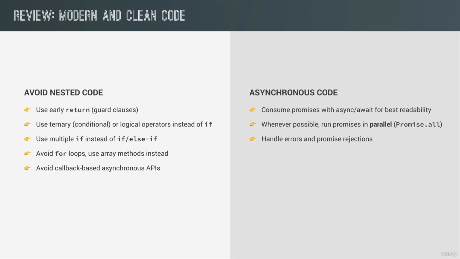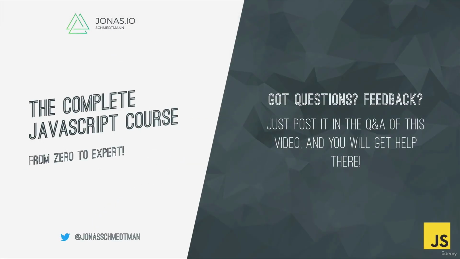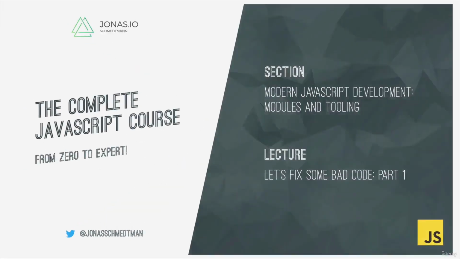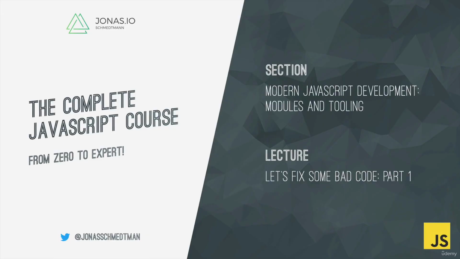All right, so these are the main best practices for writing modern and clean JavaScript code that I can think of. And so let's now put some of these guidelines that I gave you for clean and modern code in practice. All right, so let's now take a look at some bad code that doesn't follow any of the principles or guidelines that I showed you in the previous lecture and actually start fixing it in this video.